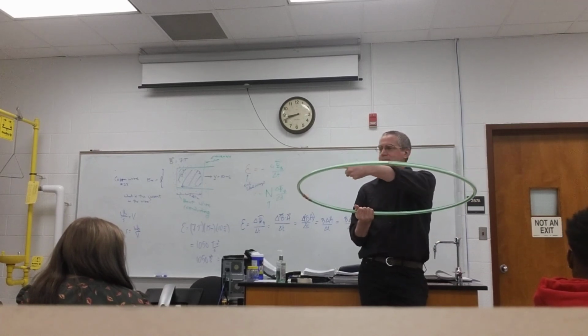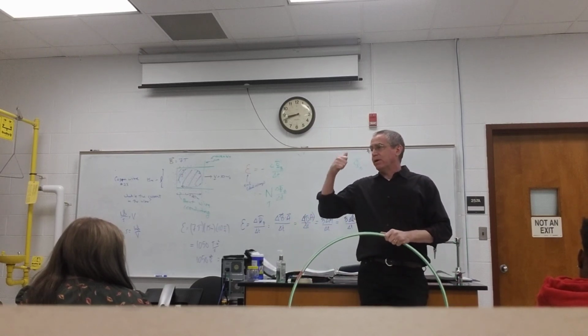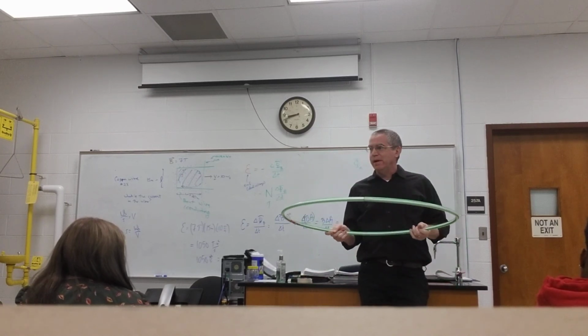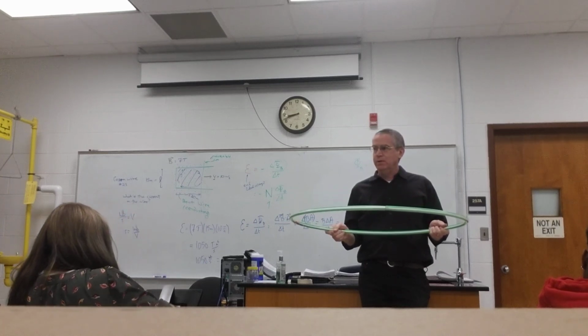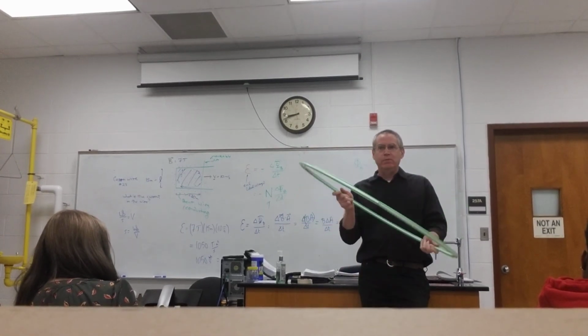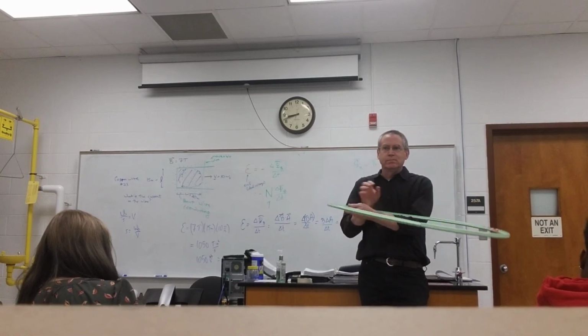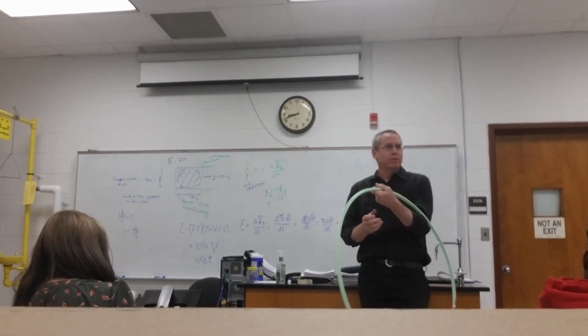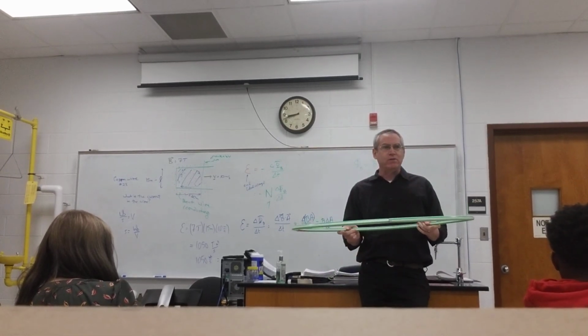Magnetic field's going that way. My area vector's that way. My area vector and my magnetic field are perpendicular to each other, so the dot product is 0. So it starts out at 2, 0, -2, 0, 2. All right, so all I've done here is just move my wire and I've changed the flux.